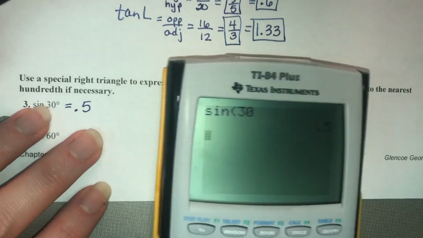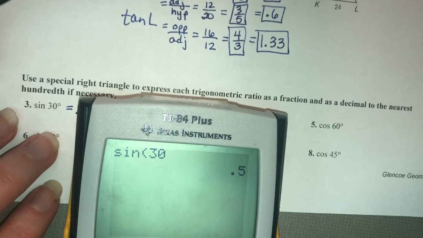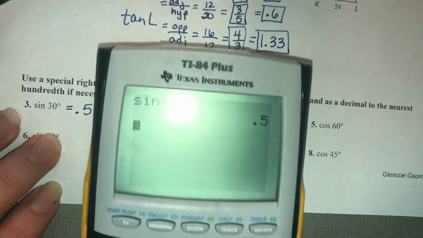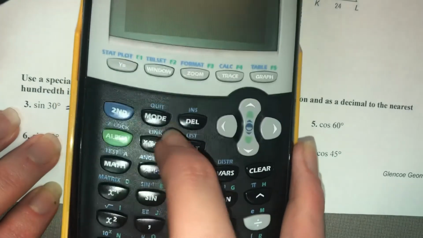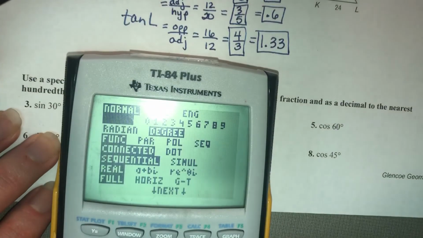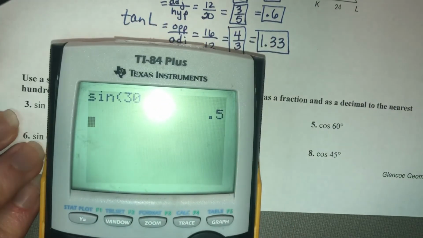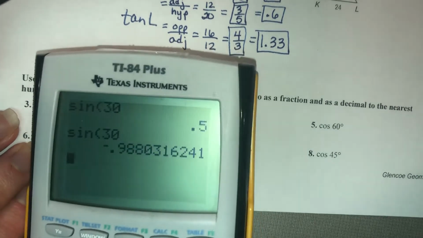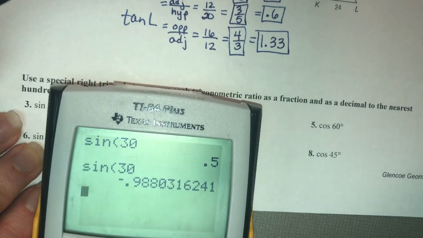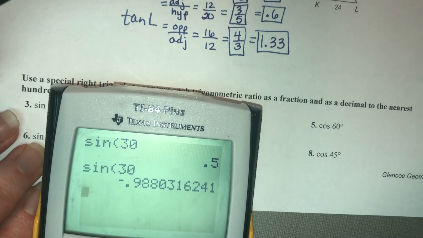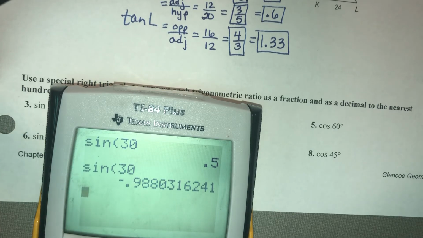Now, what if you had your calculator in the radian mode? I'm going to go back to mode and switch it to radian mode. Go back to my home screen, and now I'm going to type sine of 30 again. Look, this is not the same answer, and this is not the correct answer for what we're doing. That's the sine of 30 radians, not 30 degrees.